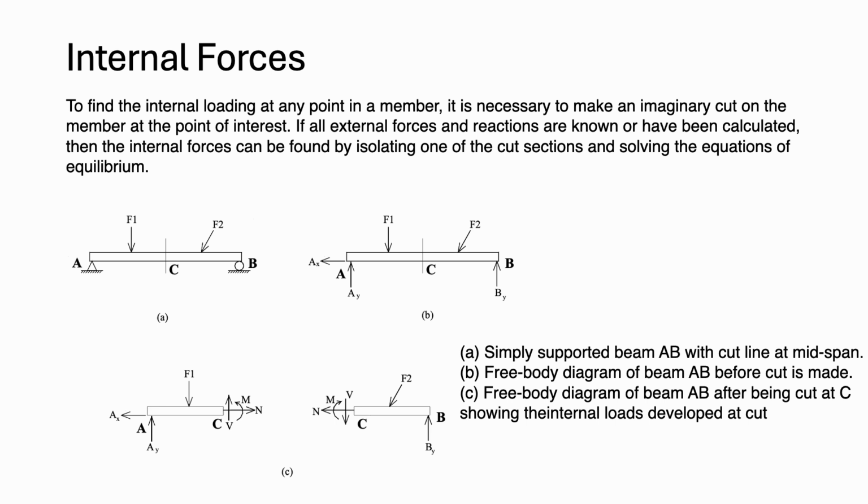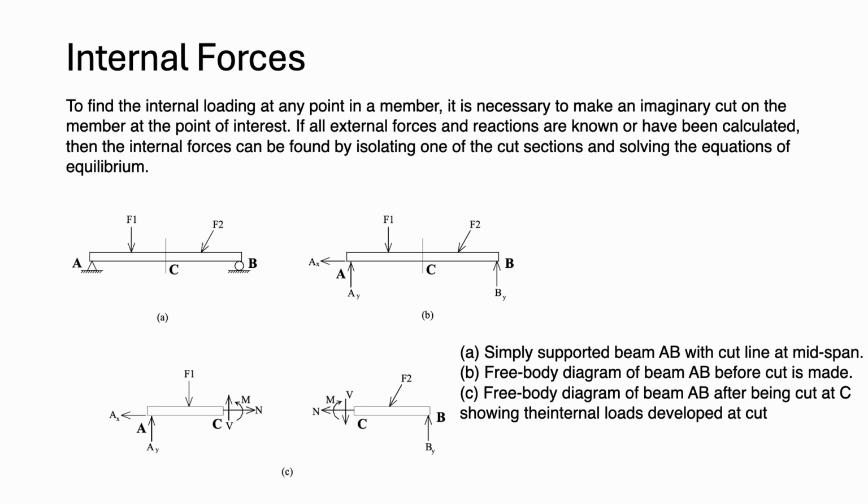We are drawing the free body diagram. In the pin support we have two unknowns, in the roller we have one. This is the free body diagram of the beam before the cut is made, and then we need to draw the free body diagram of beam AB after being cut at C, showing all the internal forces or internal loads developed at the cut. If we are cutting from the left, we will have two forces, AX and AY, and one external load, a point load F1. So we need to determine the moment, normal, and shear forces.